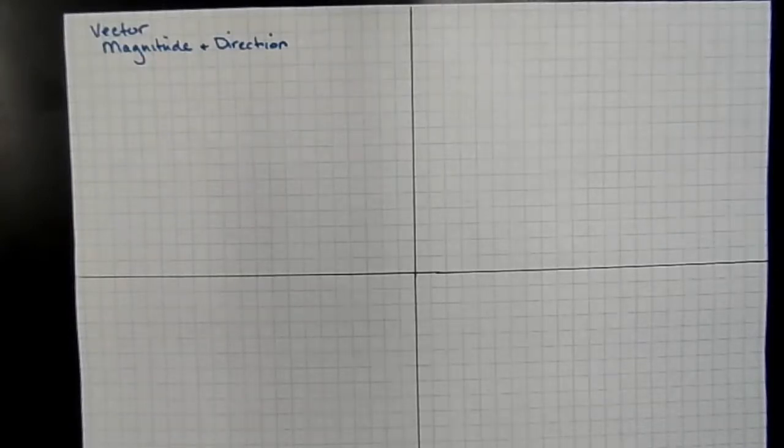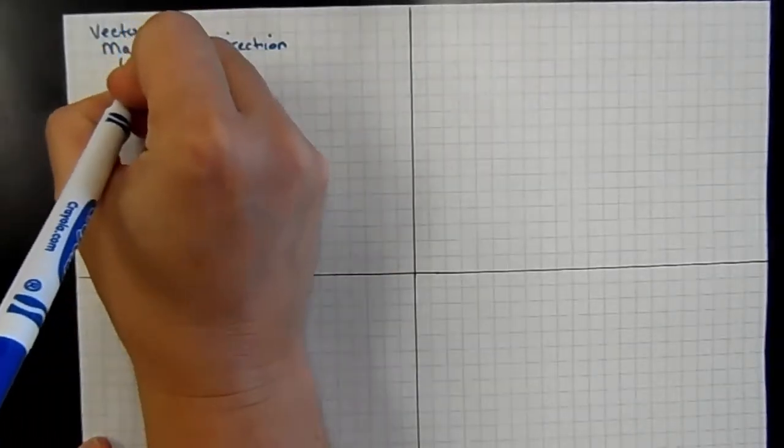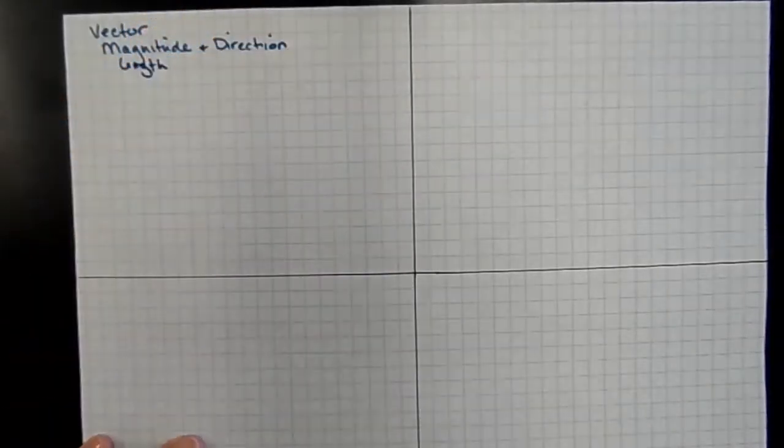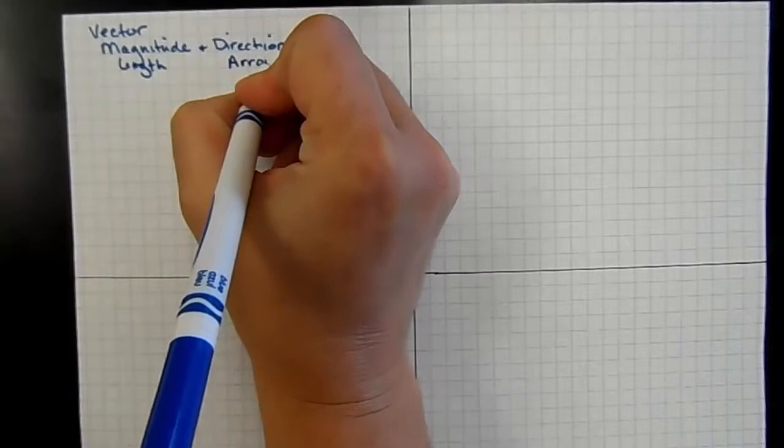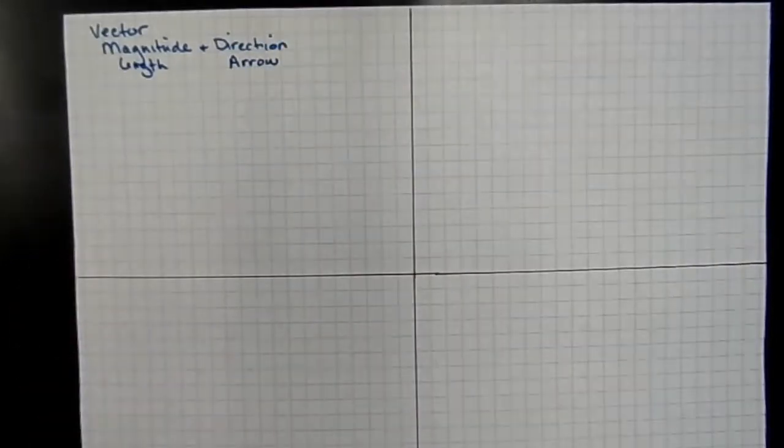Now vectors are drawn as an arrow, and the magnitude is represented by the length of the arrow. And really by definition, since it's an arrow, it shows the direction. So the direction is represented by the direction that the arrow is pointing.